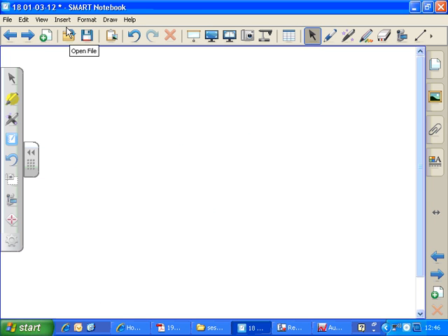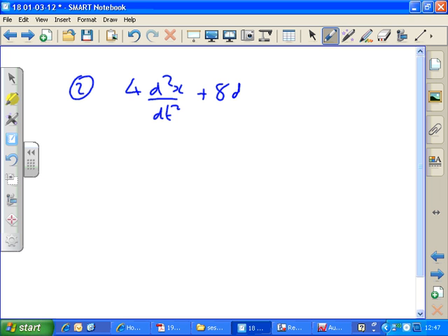And this one will look like this. So this is example 2. I think that was step 3. That was step 3, yes, thanks Rob. Yeah, that was step 3 to solve the differential equation. So example 2, 4 d2x by dt squared plus 8 dx by dt plus 4 equals 0.